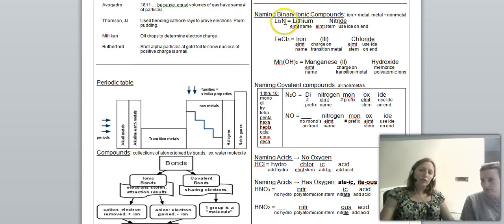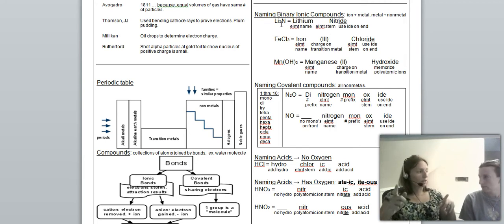So for example, you can have 3 atoms of lithium and 1 atom of nitrogen, and that's the element's name, lithium, and then you use the stem of nitrogen, and you end it with "ide", so this ends up being lithium nitride. And the reason that you know that the formula is Li3N is because you know that the charge on lithium is +1 and the charge on nitrogen is -3, and you cross those down and that ends up canceling so that you've got 3 positives and 3 negatives so that it's a neutral compound.